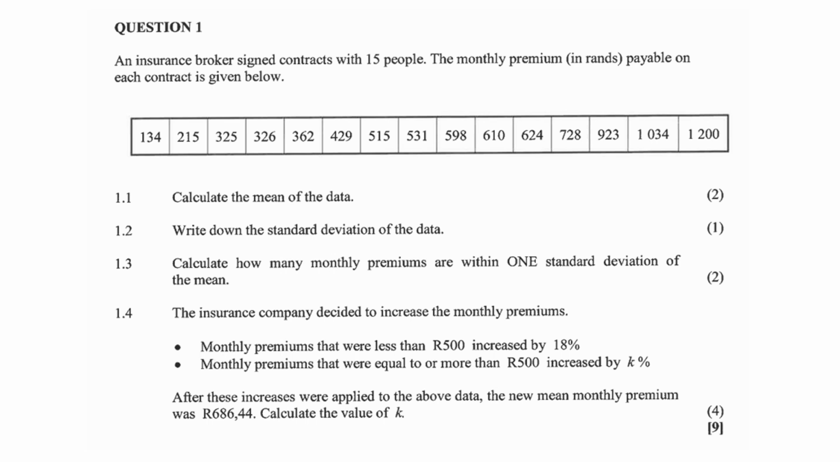1.4, the insurance company decided to increase the monthly premiums. Monthly premiums that were less than 500 Rand increased by 18%. Monthly premiums that were equal to or more than 500 Rand increased by 3%. After these increases were applied to the above data, the new mean monthly premium was 686 Rand and 44 cents. Calculate the value of K.